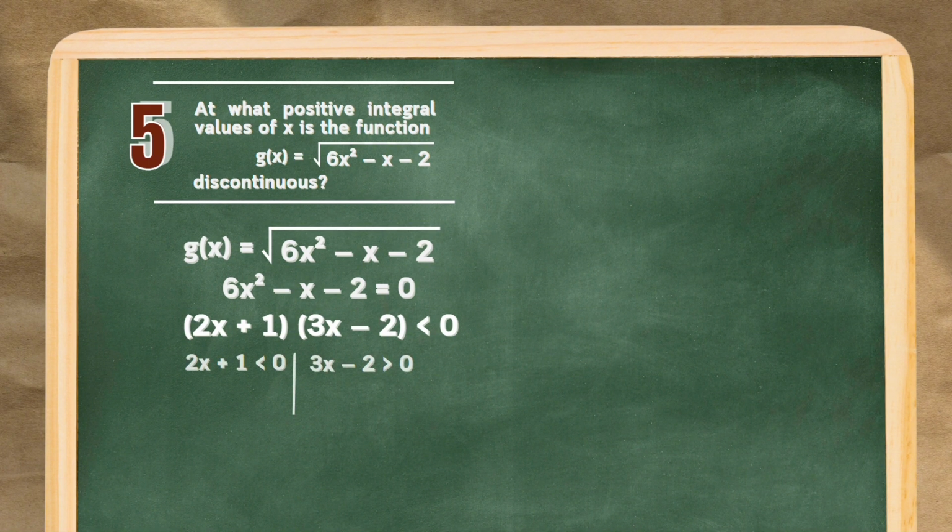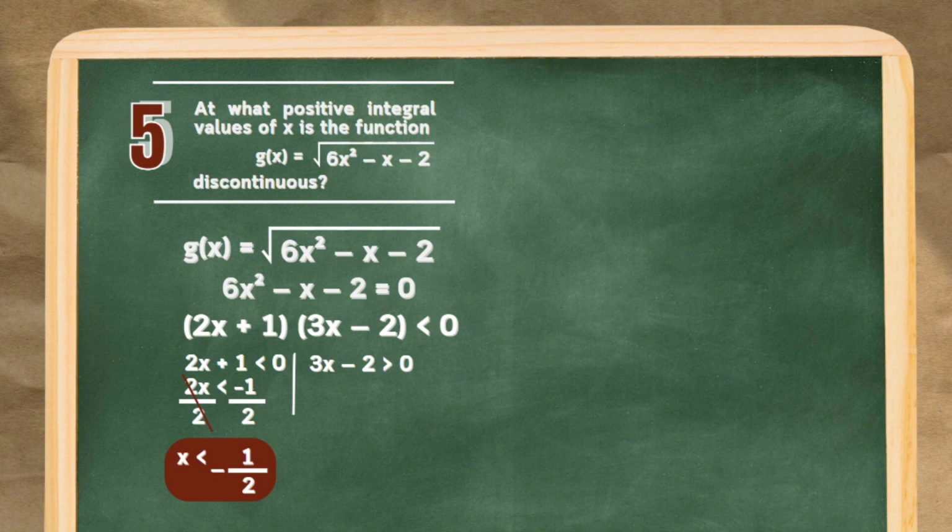For the 2x plus 1 less than 0, para makancel natin ang 2, we will divide both sides by 2. Then magiging 2x over 2 plus 1 half, less than 0. Then, ilipat natin ang 1 half sa kabila and makakancel na rin ang 2. Therefore, x is less than negative 1 half.